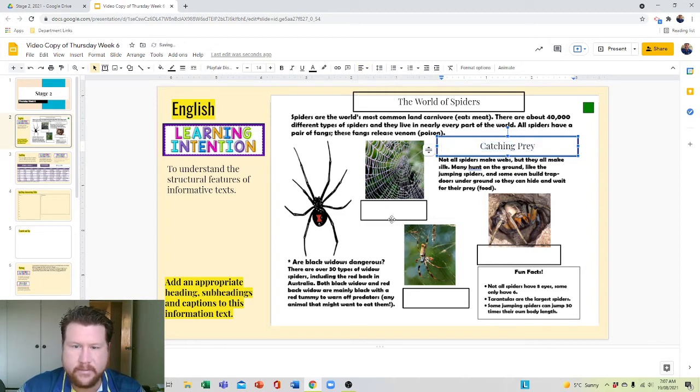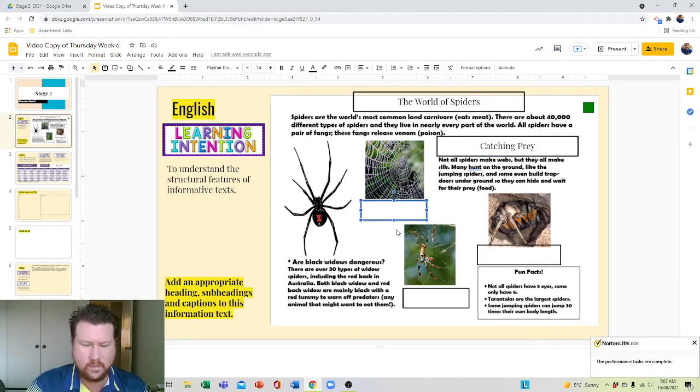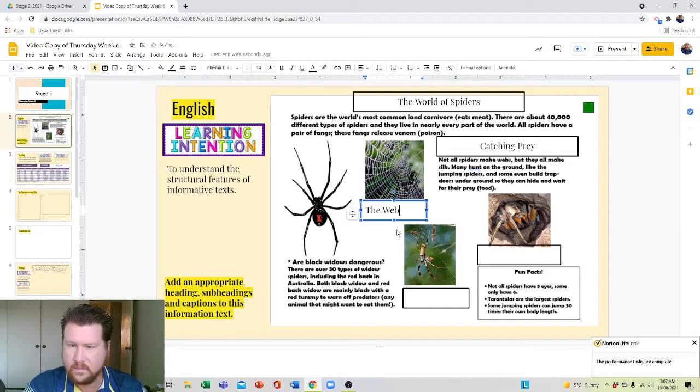Makes it look fancier. Are black widows dangerous? There are over 30 types of widow spiders, including the redback in Australia. Both black widow and the red black widow are mainly black with a red tummy to warn off predators, which is any animal that wants to eat them. There's an image here as well. So what would this image look like? We could say this is the web. Well, this is just what I'm putting in. You don't have to write this. You can write whatever you want.